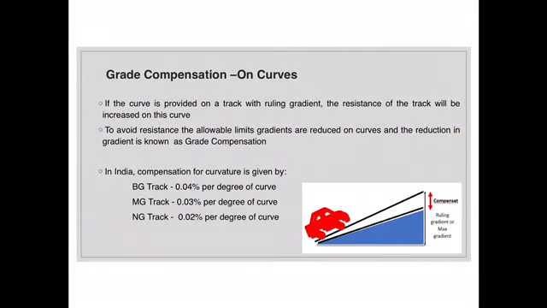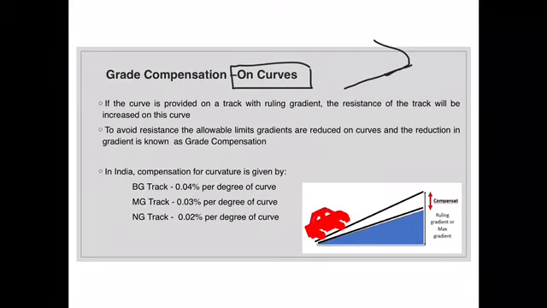So next we have something called the grade compensation. The grade compensation especially comes into the picture on curves. Whenever the ruling gradient as well as a change in direction both exist, the resistance of the track will increase on this curve, because along with the gradient we have the curves also. During the curves the centrifugal force will be developed, so to counteract that centrifugal force, additional energy is required.